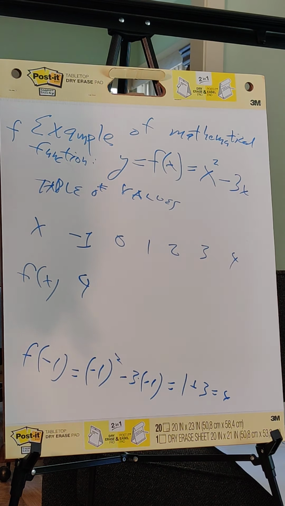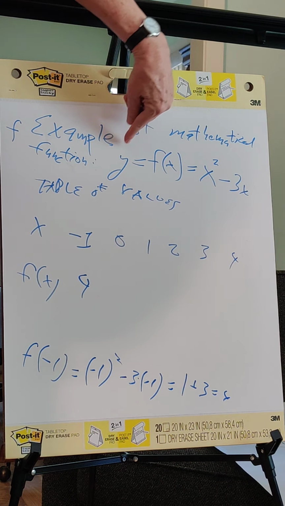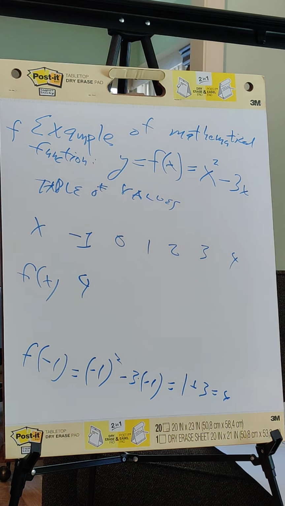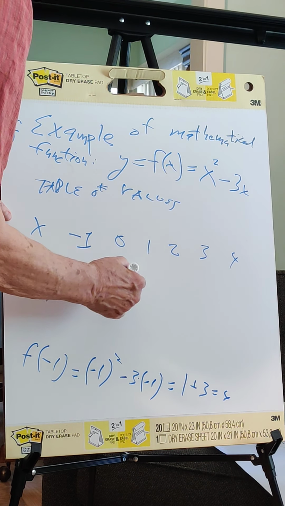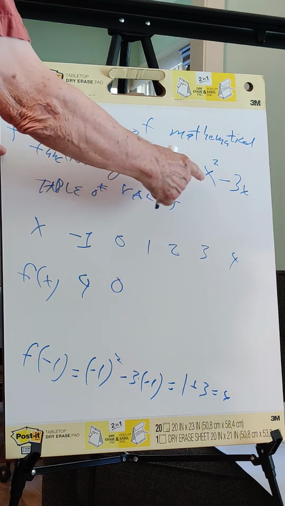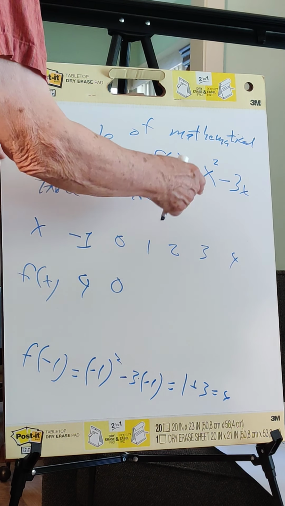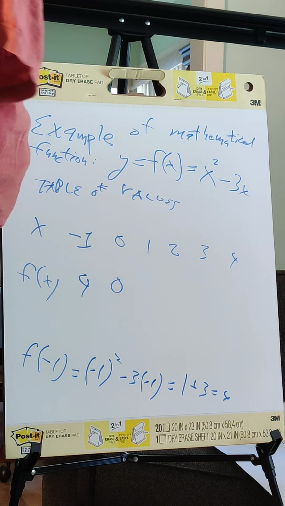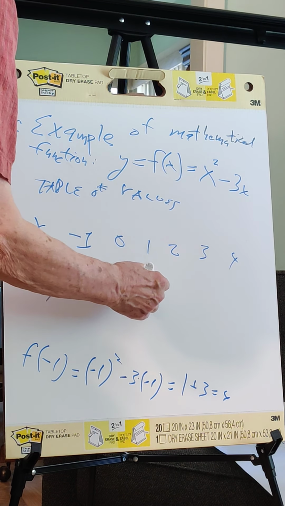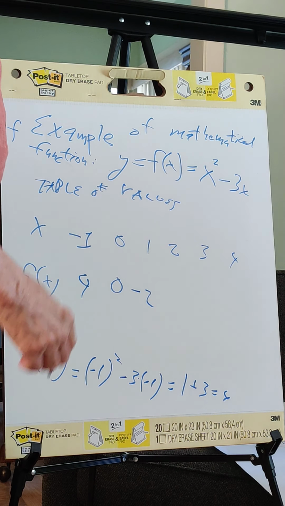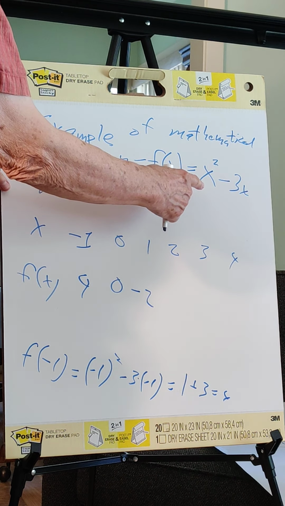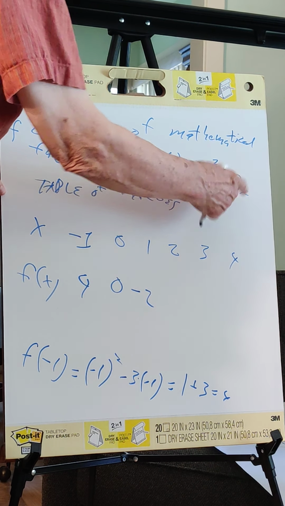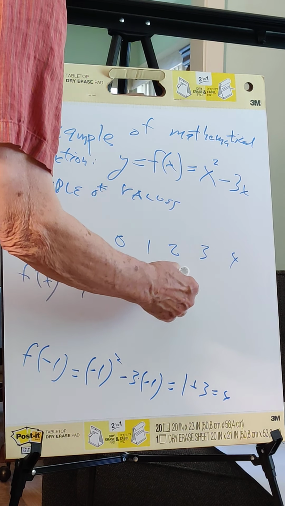Let's do the others more quickly. If x is 0, what would y be? That's an easy one. 0 minus 0 is 0. No problem with that one. Now f of 1, we put a 1 here and a 1 here. So 1 squared is 1, 3 times 1 is 3. So 1 minus 3 is -2. What about 2? So f of 2 is 2 squared minus 3 times 2. So that's 4 minus 6, also -2.